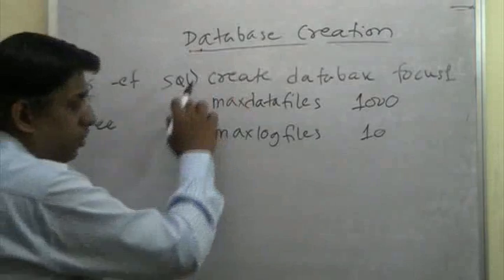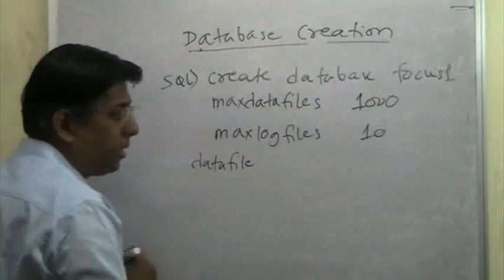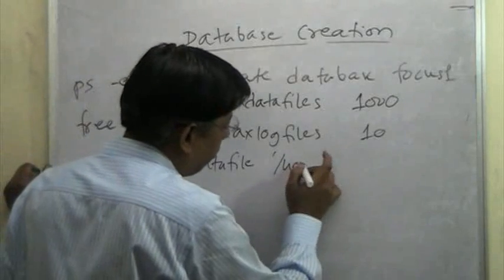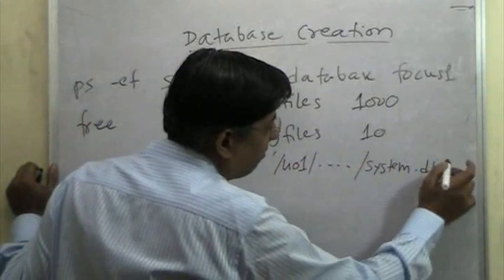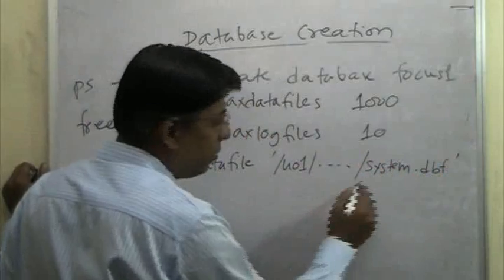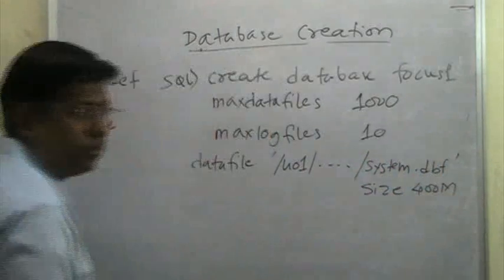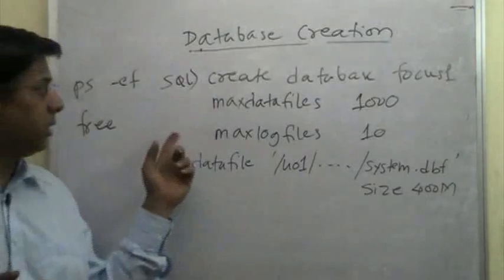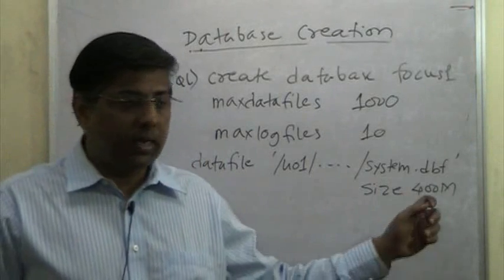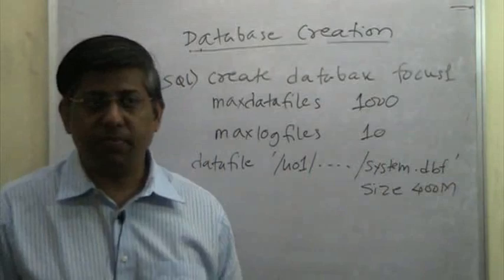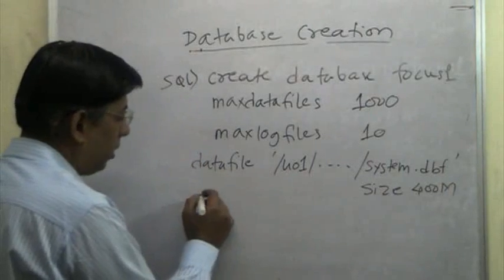So now create database focus1, all these things are there, and then you are going to specify the data file, and the name of the data file, somewhere u01 app and so on, system.dbf, and then size equal to, let us say, 400 MB. You are instructing the create database command to create a system tablespace, and the file inside that system tablespace will be system.dbf and the size would be 400 megabytes.